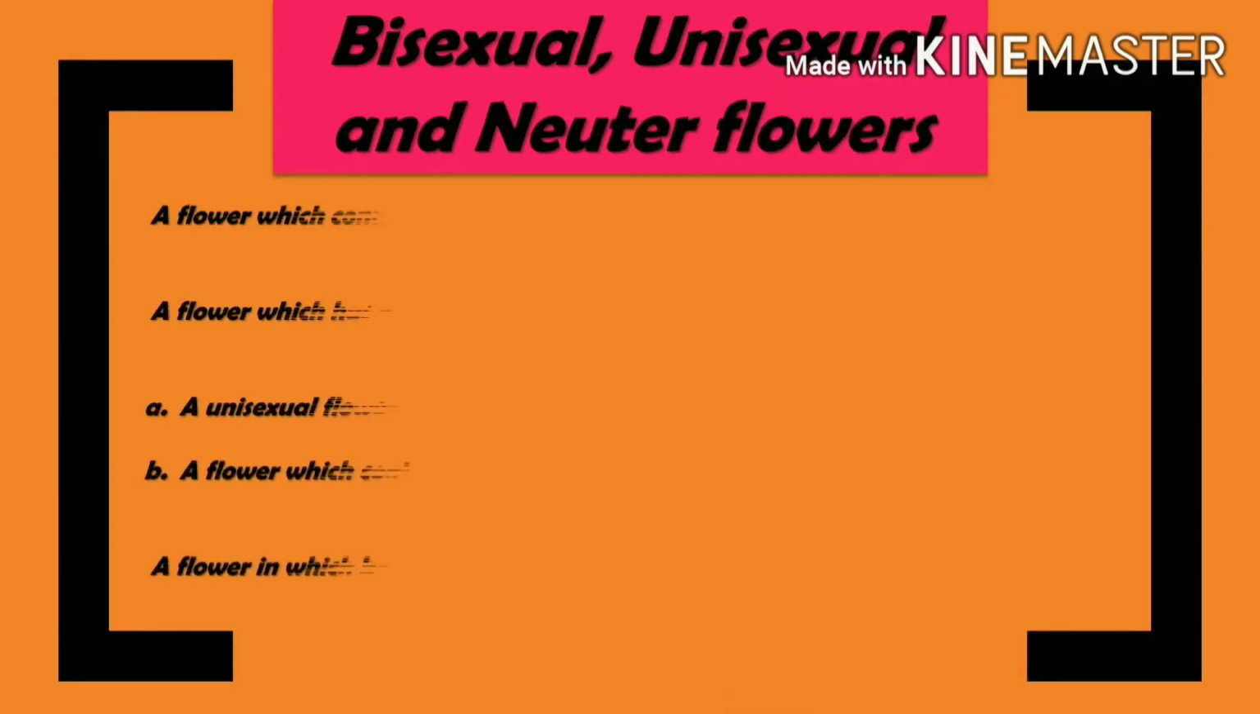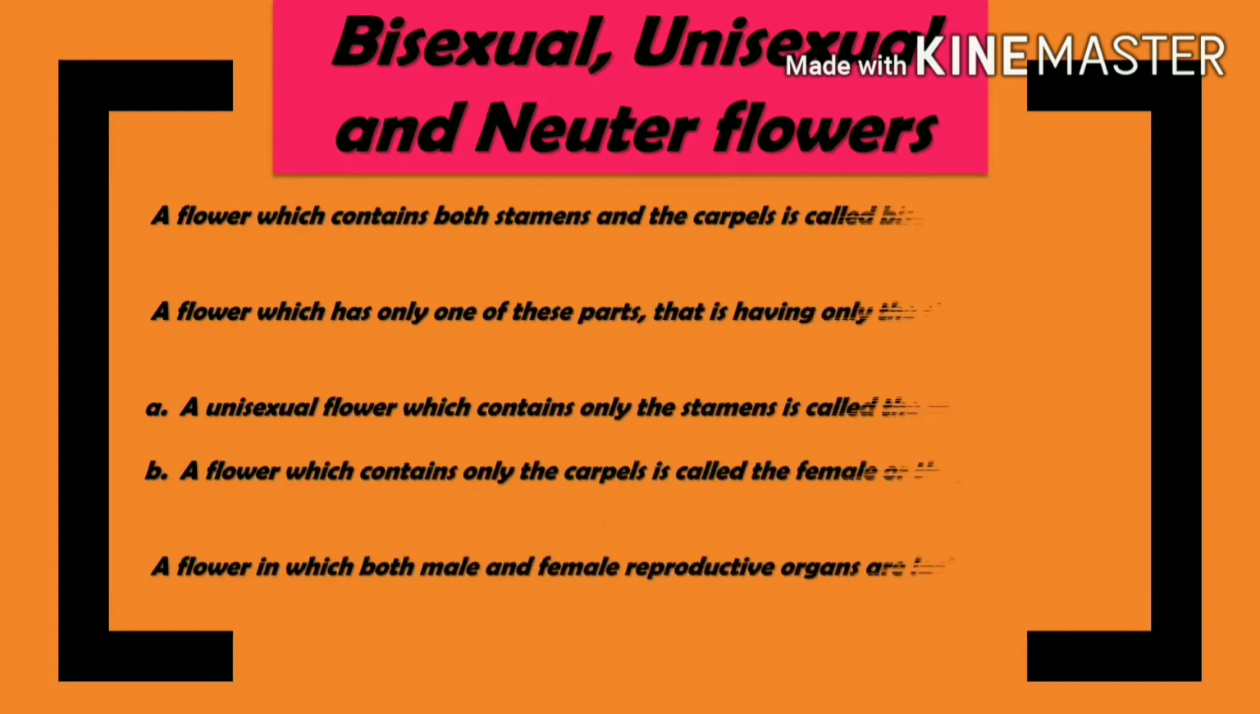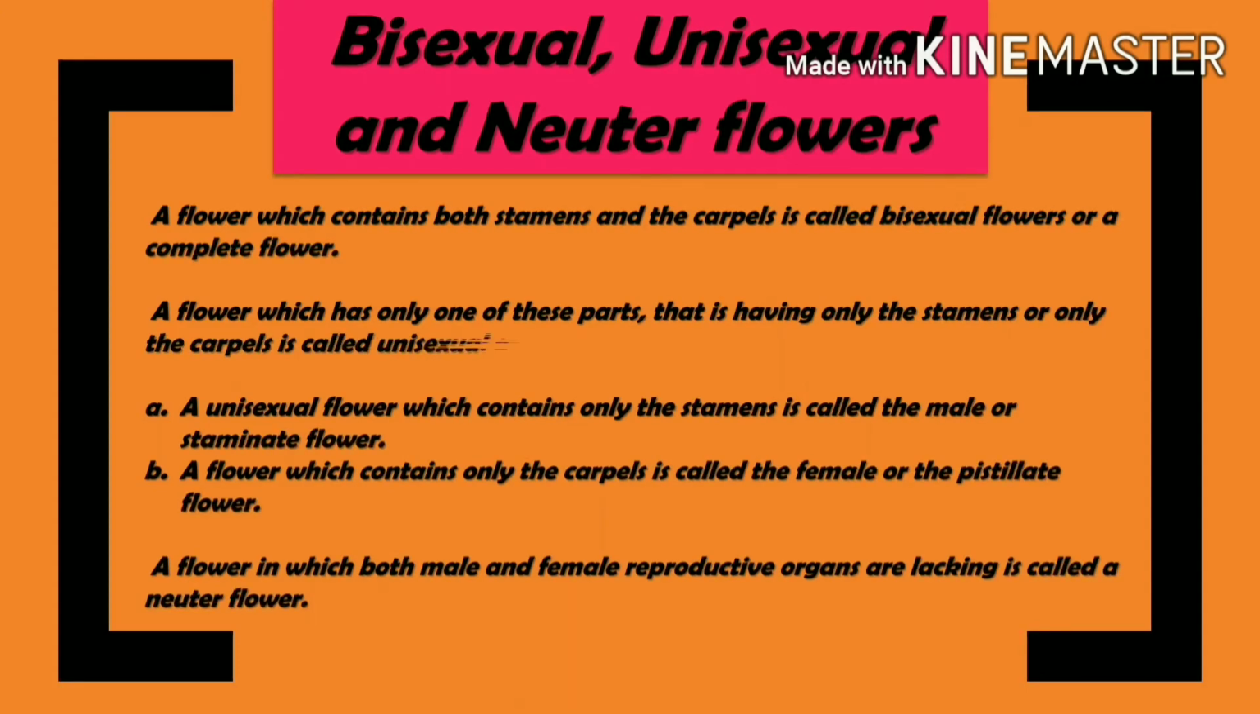Bisexual, unisexual and neuter flowers. A flower which contains both stamens and carpels is called a bisexual flower or a complete flower. Example, hibiscus. A flower which has only one of these parts, that is having only the stamens or only the carpels, is called a unisexual or incomplete flower. Example, papaya.